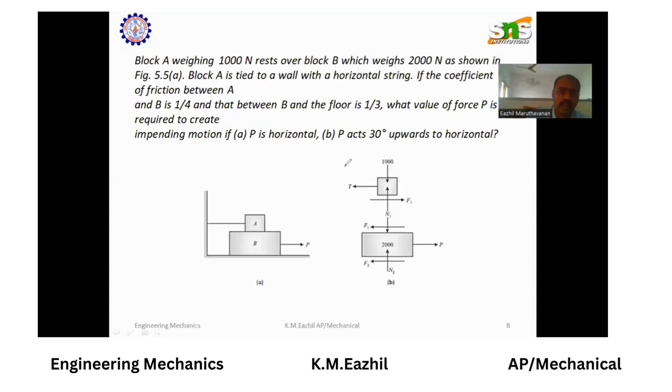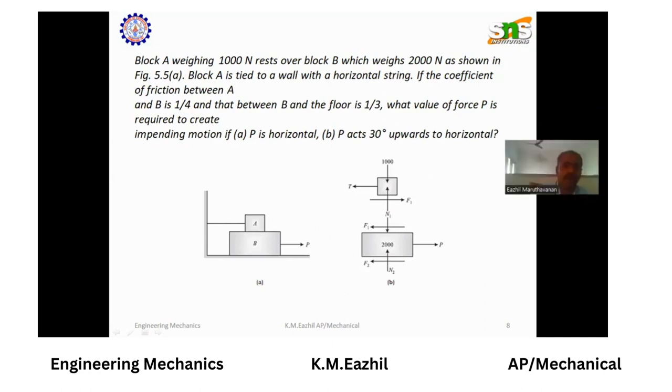You see a problem here. The block A weighs 1000 Newton and rests over a block B which weighs 2000 Newton, as shown in the figure. Block A is tied to a wall with a horizontal string. If the coefficient of friction between block A and B is 1/4, and that between block B and the floor is 1/3, what value of force P is required to create an impending motion if P is horizontal? If P acts 30° upwards to the horizontal.